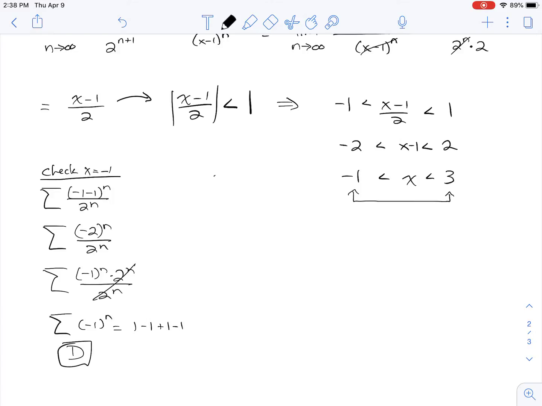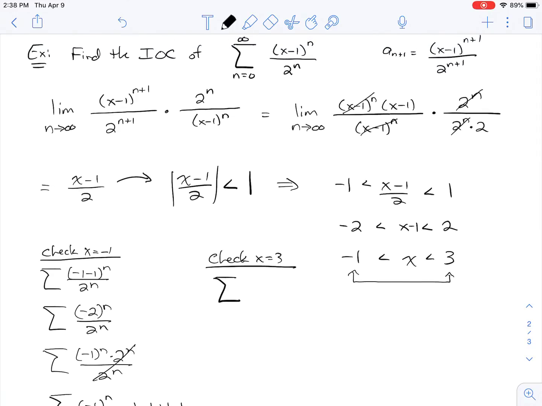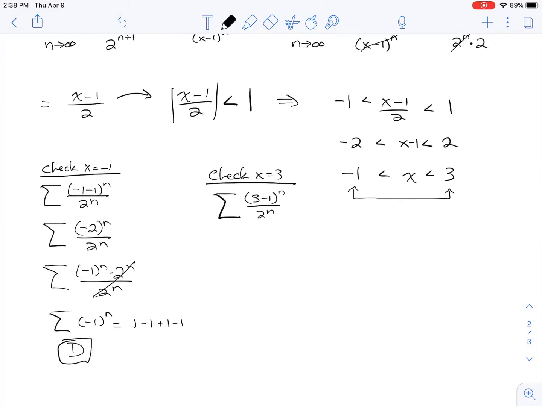Now let's check x equals 3. So go back up here. Plug in 3 here for my x. So I get 3 minus 1 on top, raised to the n over 2 to the n. So this series is 2 to the n over 2 to the n, or just 1. So this is adding up a string of 1s. So that's going to diverge as well. So we don't include either endpoint.